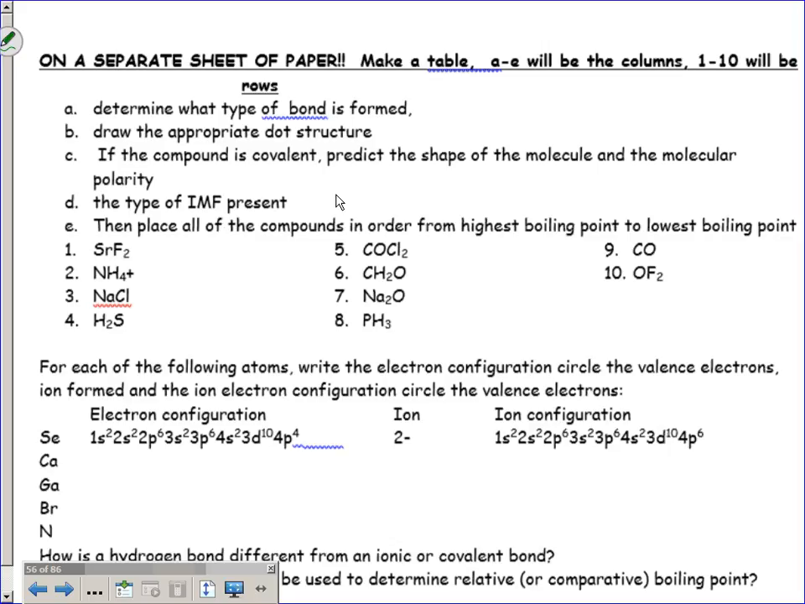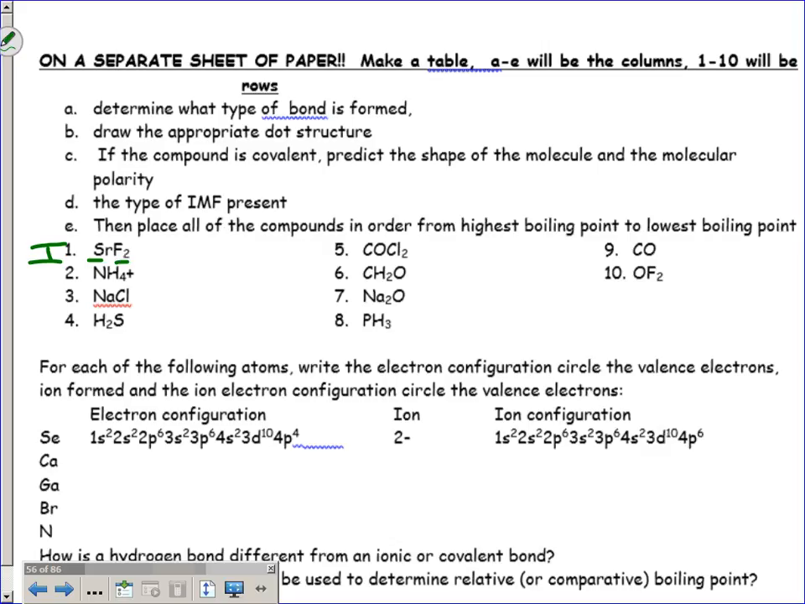Number 1, SrF2, look at your periodic table. Where is Sr? You shouldn't be looking at me. You should be looking at the periodic table. Sr is in group 2, so it's a metal, true? Yes? Okay. If I'm a metal, what am I probably going to be here? An ionic or covalent compound? Ionic, right? So metal, non-metal.